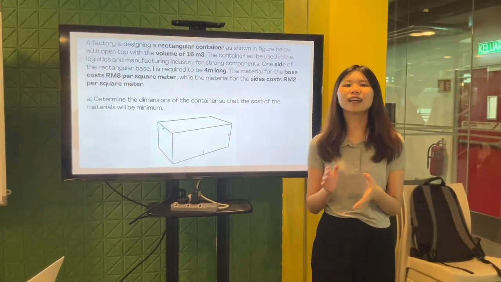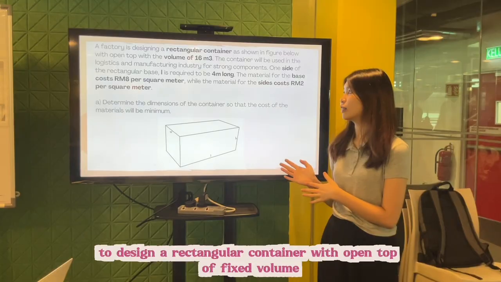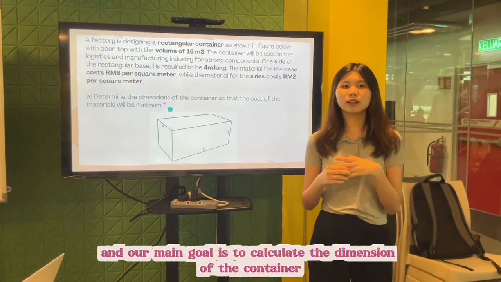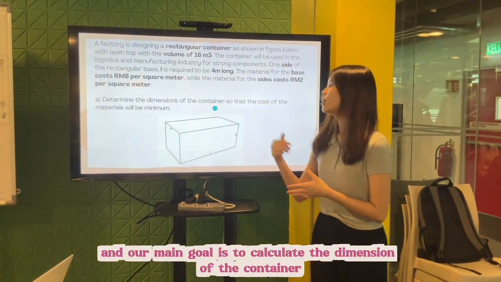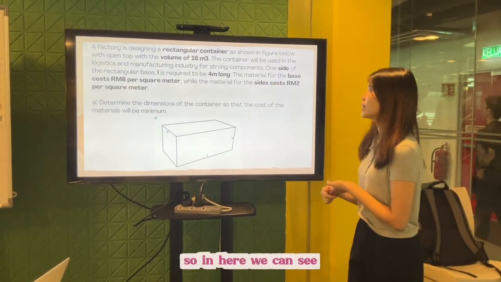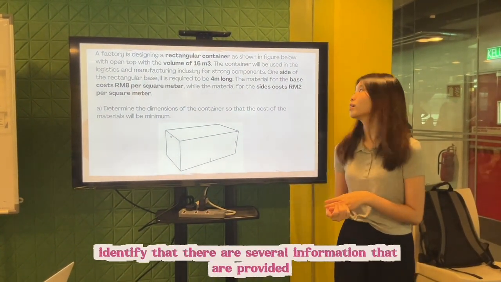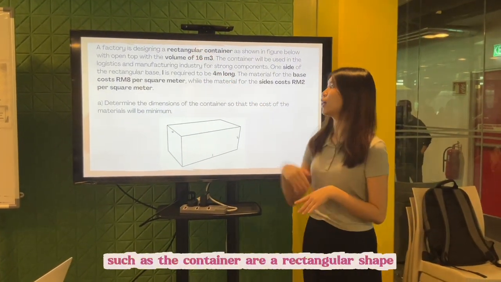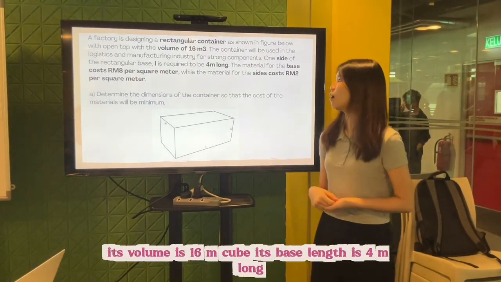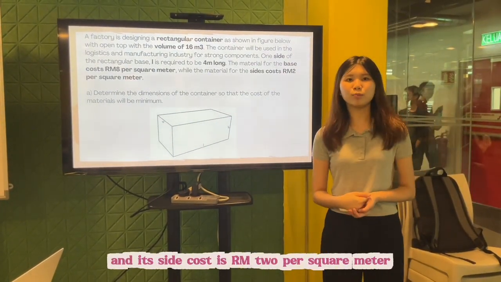meter. So basically, we are going to solve a problem to design a rectangular container with an open top of fixed volume, and our main goal is to calculate the dimension of the container that minimizes the total material cost. So in here, we can identify that there are several pieces of information provided, such as the container is rectangular in shape, its volume is 16 meter cube, its base length is 4 meter long, its base cost is Rm8 per square meter, and its side cost is Rm2 per square meter.